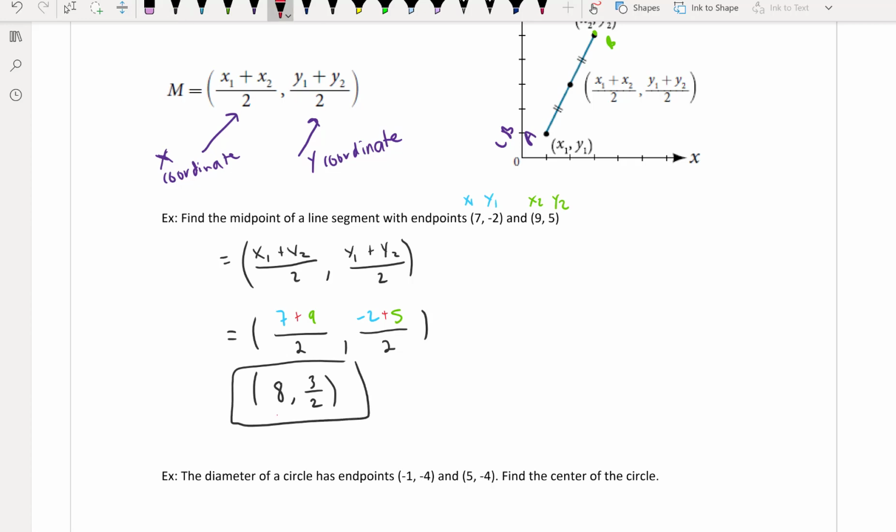So therefore, I have my x and my y value. The midpoint would be (8, 3/2). Okay.